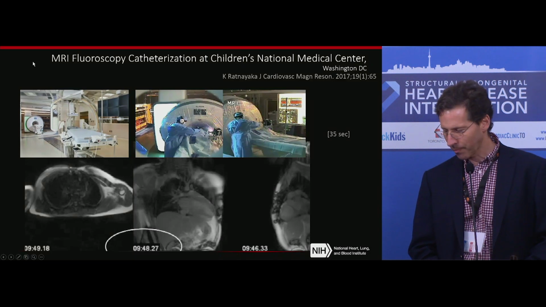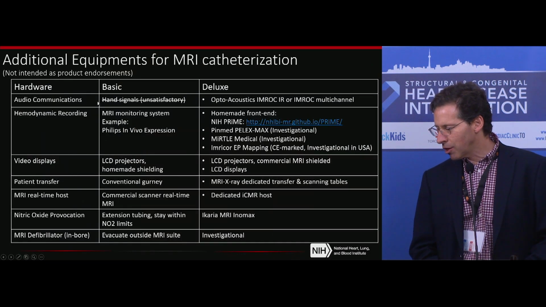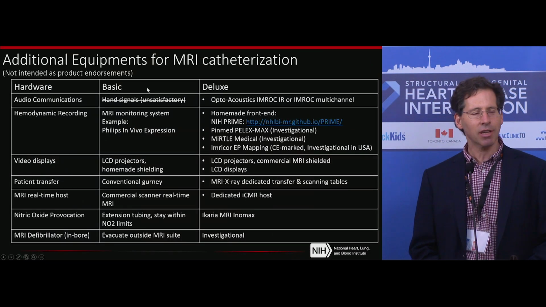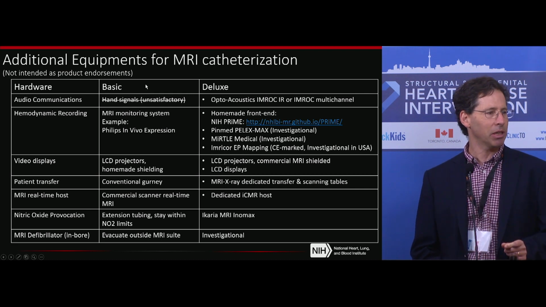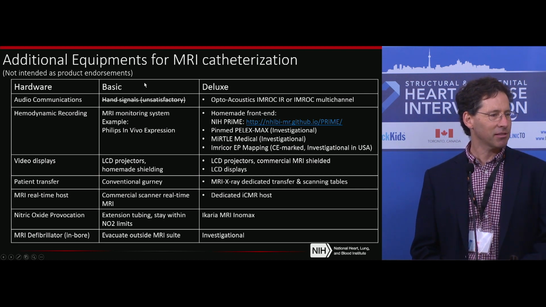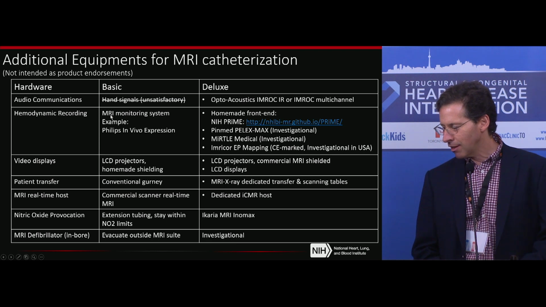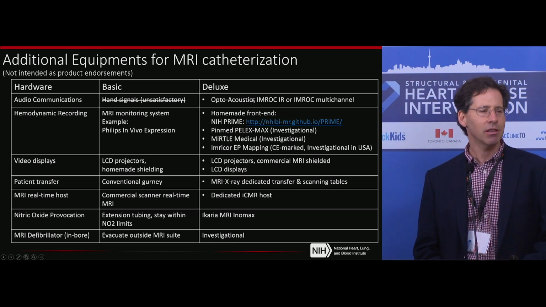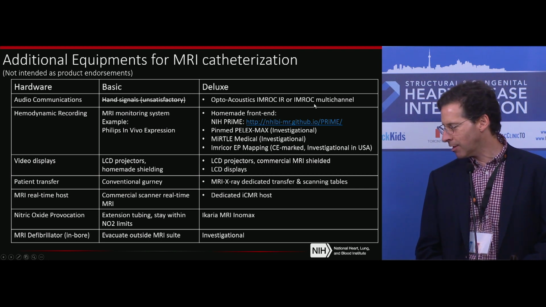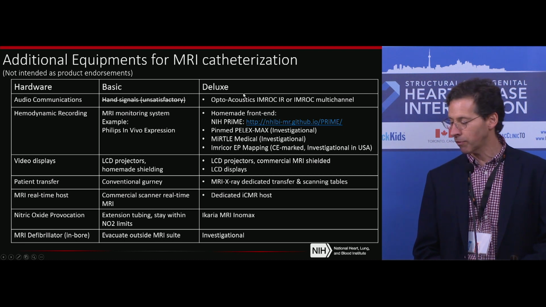So let's go back to the top. In order to do this, there are two approaches. It's kind of like Quicken Basic and Quicken Premier, or TurboTax Basic and TurboTax Deluxe. So with Basic, you can't use hand signals. You need to have fancy headsets because the MRI environment is acoustically really hostile, and you have to be able to speak to each other. And these headsets cost a ton of money, more than $50,000 US dollars.